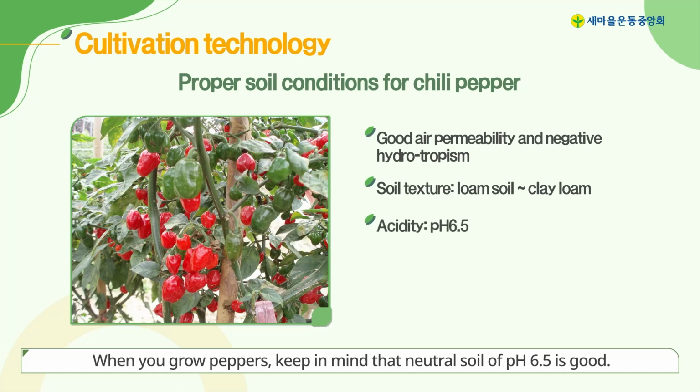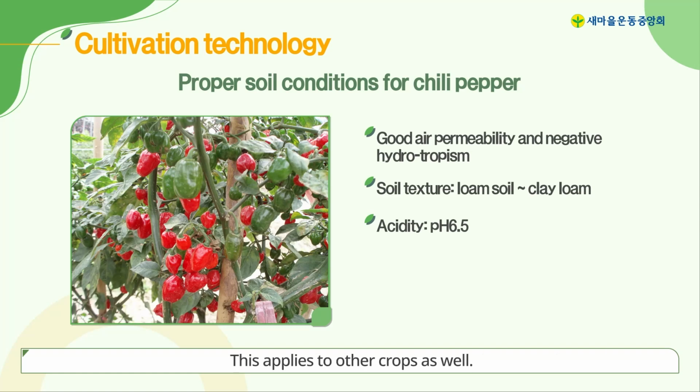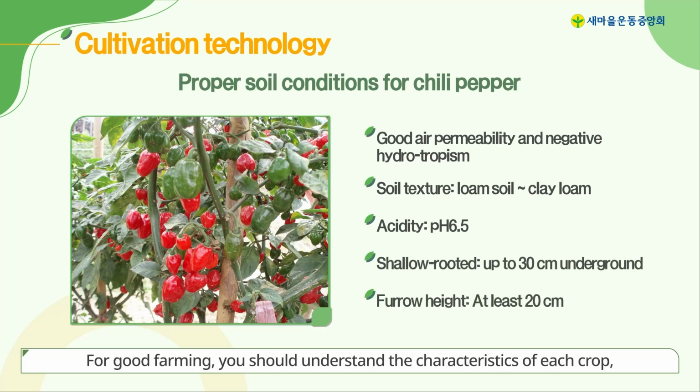When you grow peppers, keep in mind that neutral soil of pH 6.5 is good. This applies to other crops as well. For good farming, you should understand the characteristics of each crop, including the desirable soil pH level, drainage, and ventilation that crops need, and prepare the appropriate soil conditions for them.